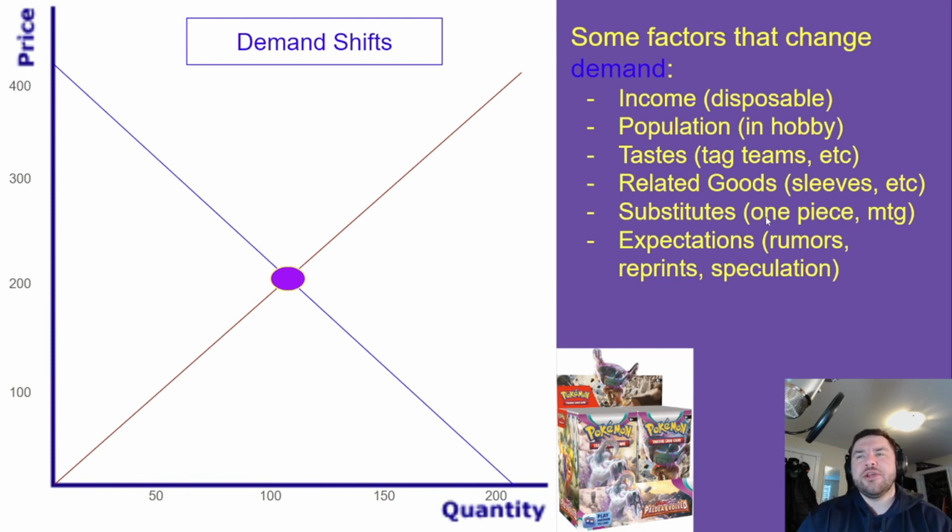Substitutes: One Piece, Magic, and even other hobbies to a lesser extent. What people do with disposable income is up to them. And if tastes change, that doesn't mean they change within the hobby. They could just change, period. They could go to video games. They could go into sports cards, whatever, right? Tons of different hobbies out there, tons of things to do. And with how easily accessible stuff is online, that can change on a dime.